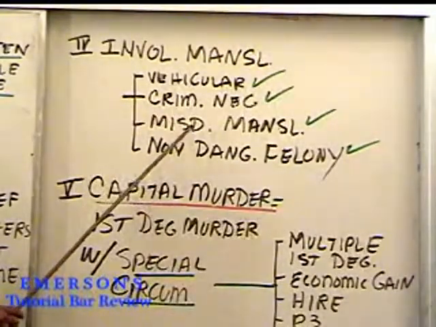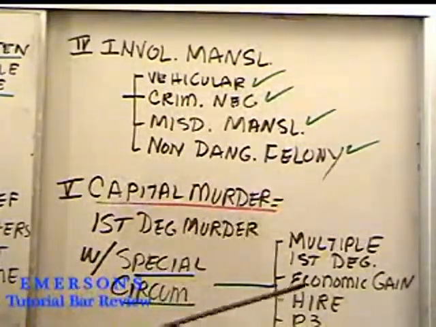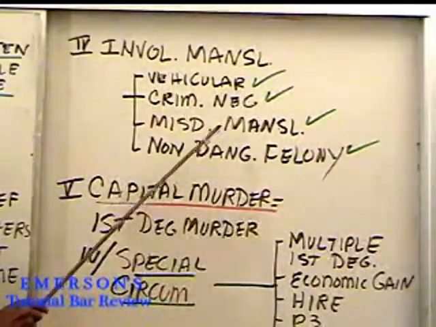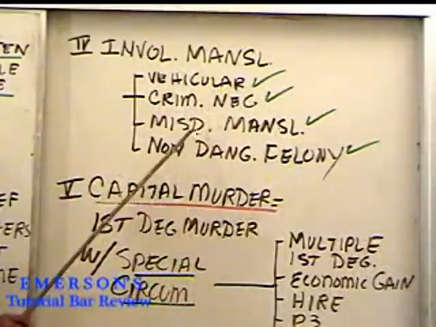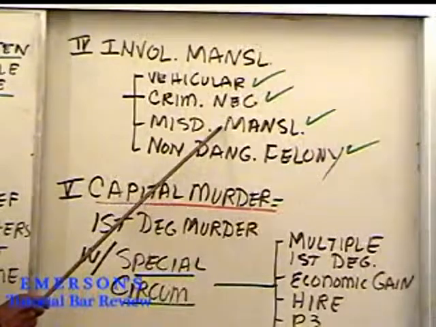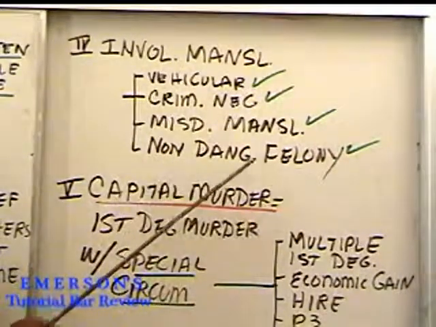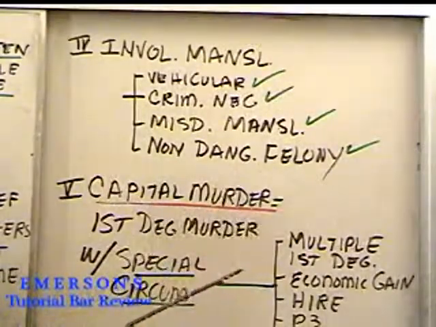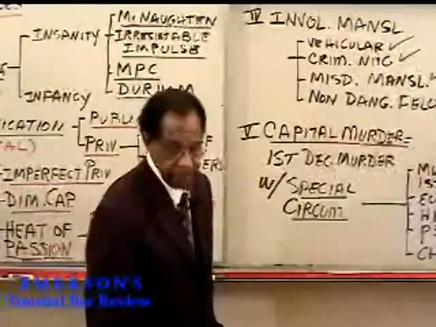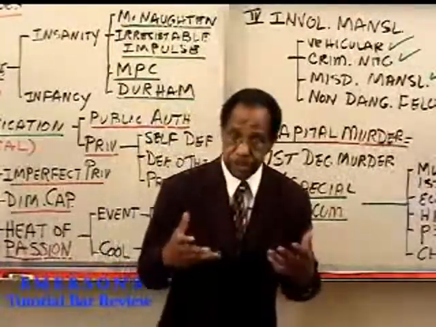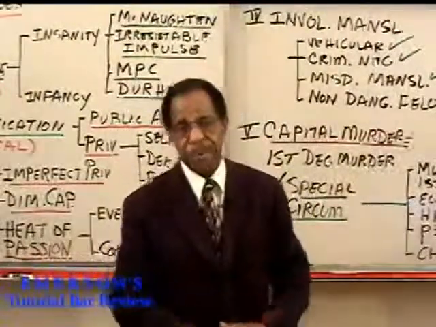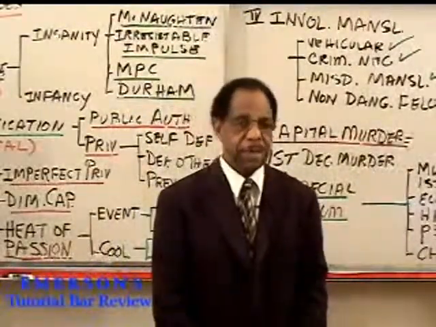Misdemeanor manslaughter rule: somebody was killed inadvertently while committing one of the malum in se misdemeanors. The misdemeanor manslaughter rule doesn't apply to all misdemeanors, just the malum in se misdemeanors and the non-dangerous felonies. So we understand then how to get to the various levels of criminal responsibility for the dead body.